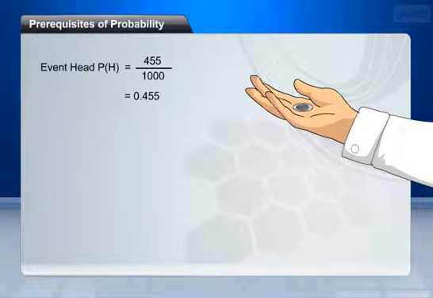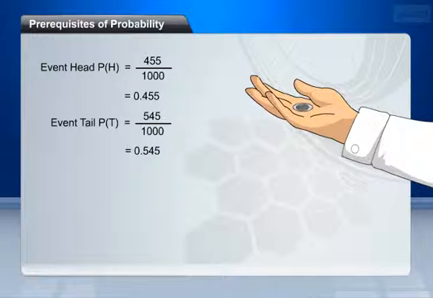Here, the experiment is done 1000 times, in which 455 times heads occurs, and 545 times tails occurs. Event heads comes up, that is, P of H equals 455 divided by 1000. So the probability of heads is equal to 0.455. Similarly we can find the probability of tails. Event tails comes up, that is, P of T equals 545 divided by 1000. So the probability of tails is equal to 0.545.